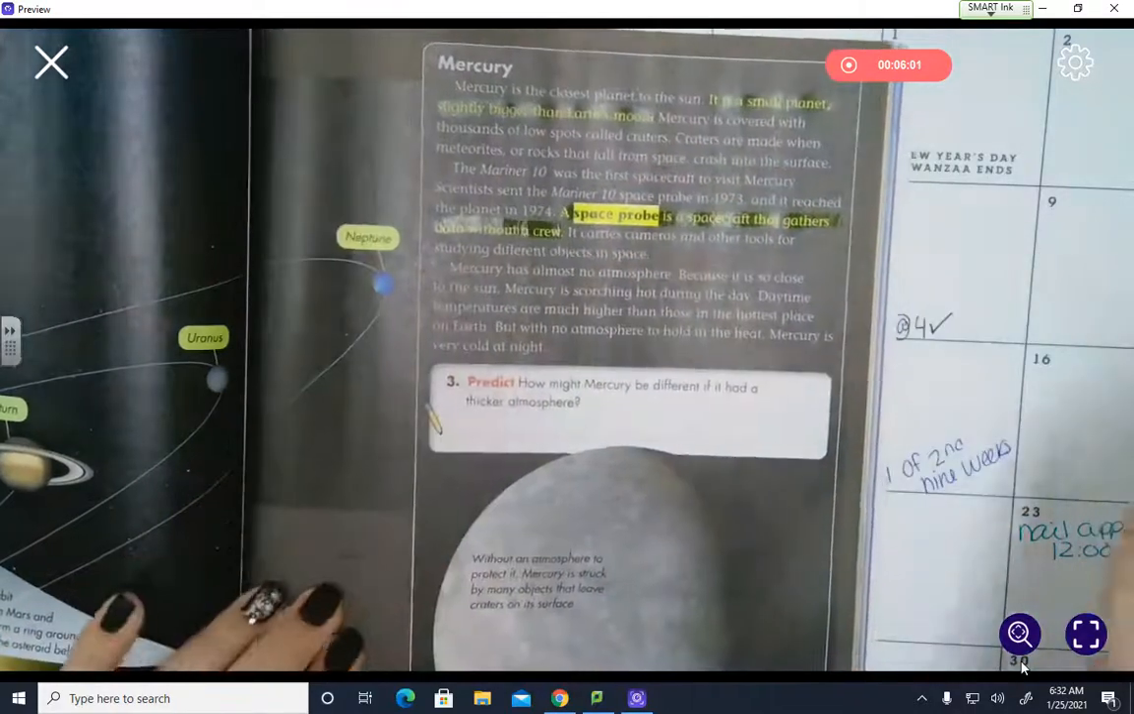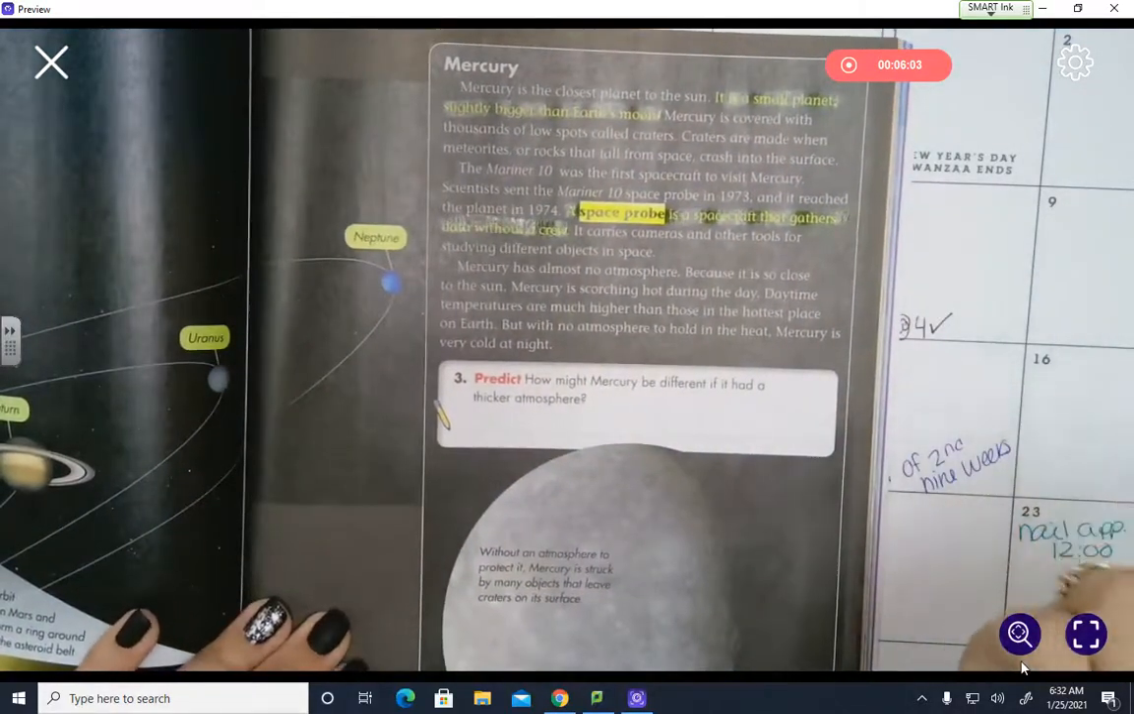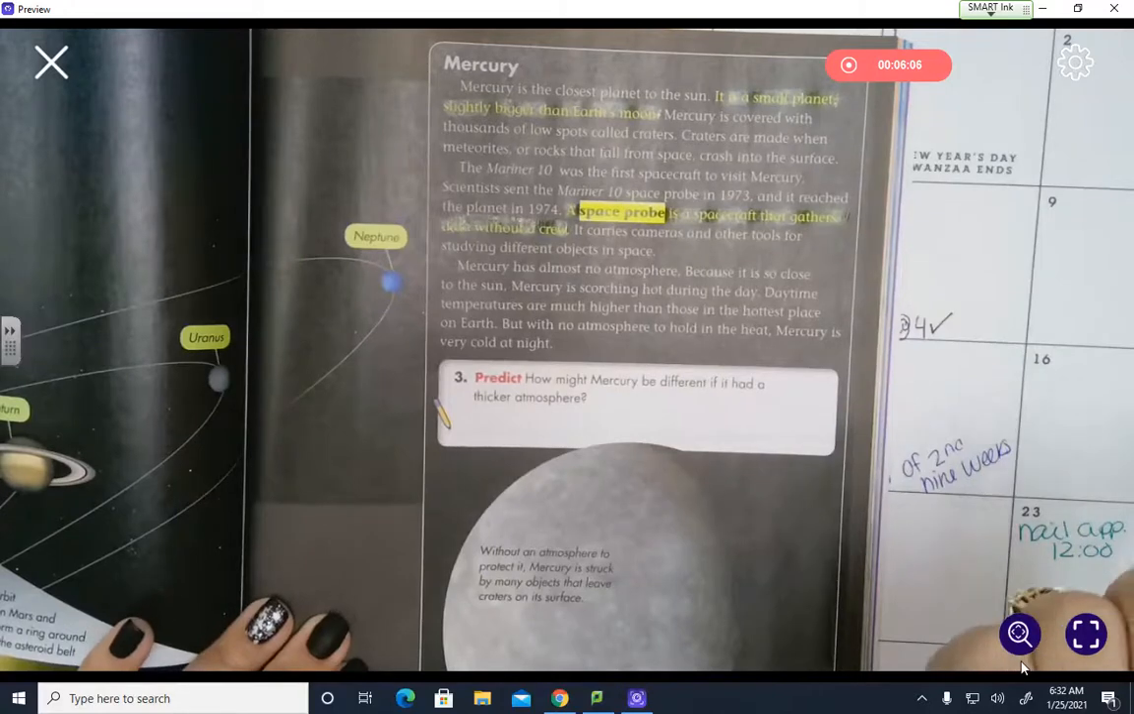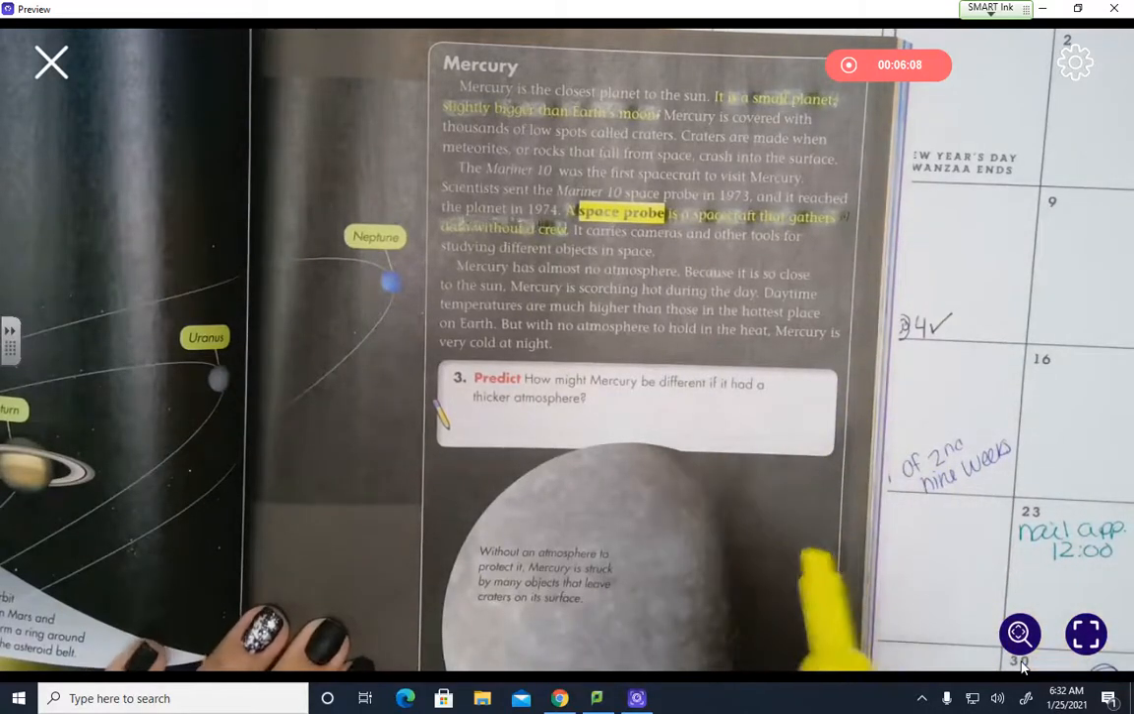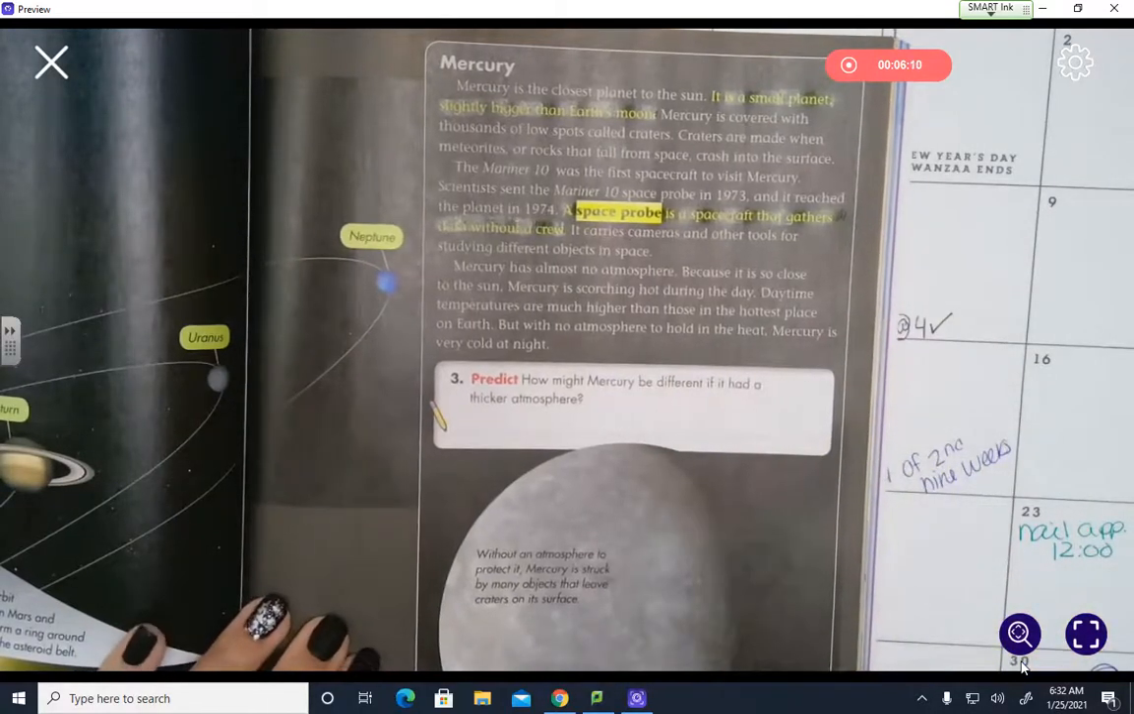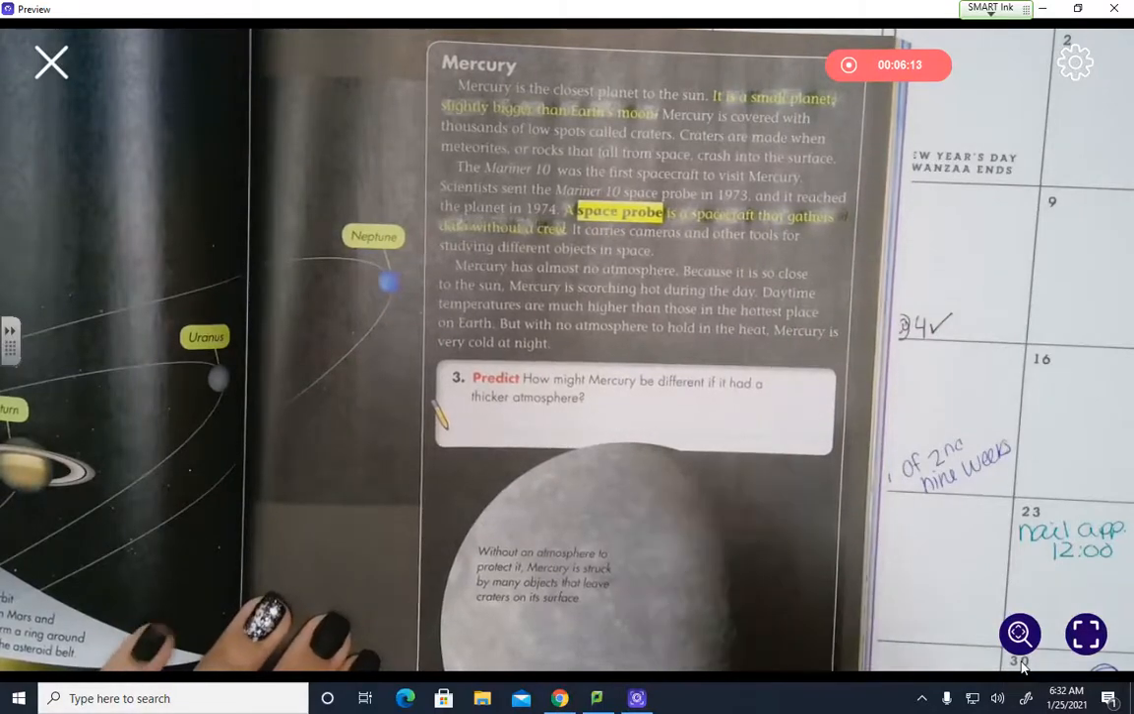So it took a year for it to get to Mercury. It carries a camera and other tools for studying different objects in space. Mercury has almost no atmosphere. Highlight that.